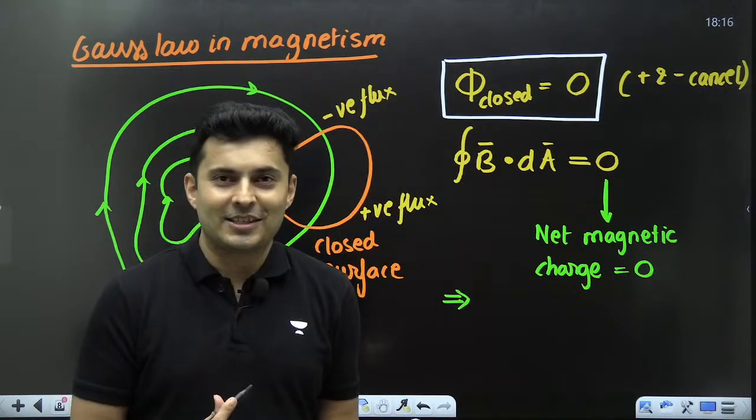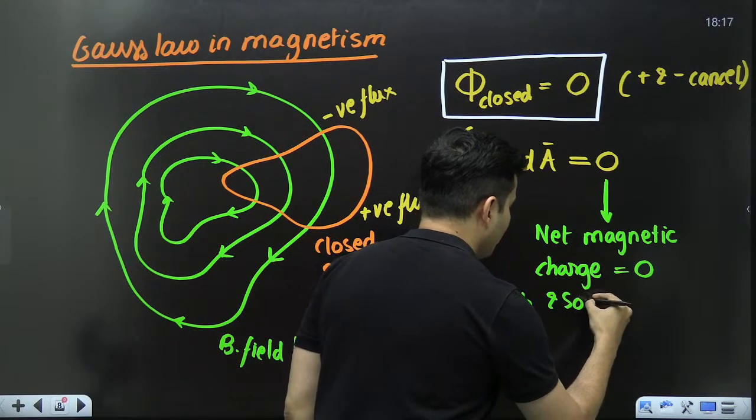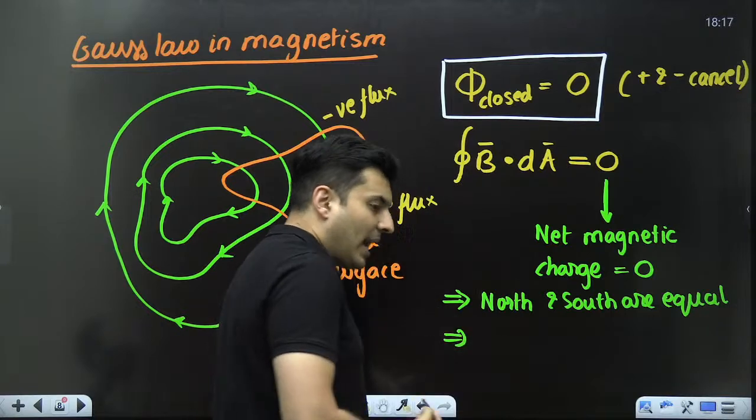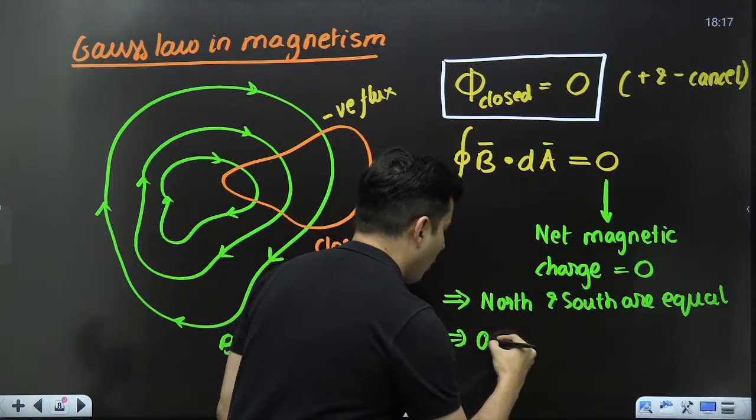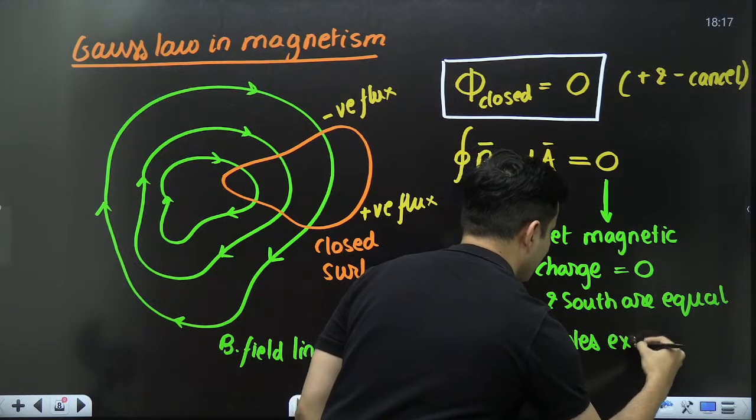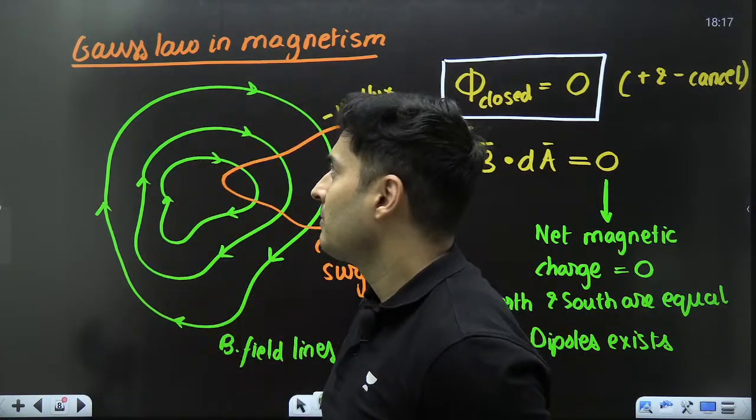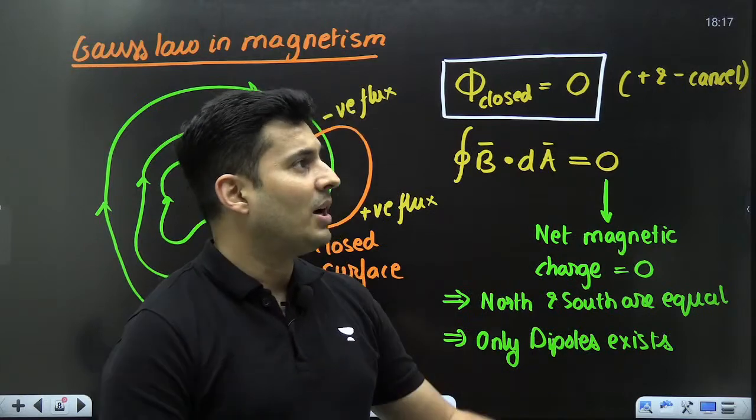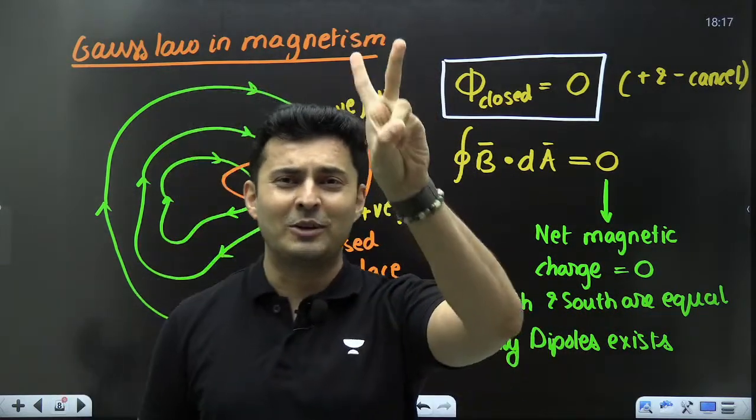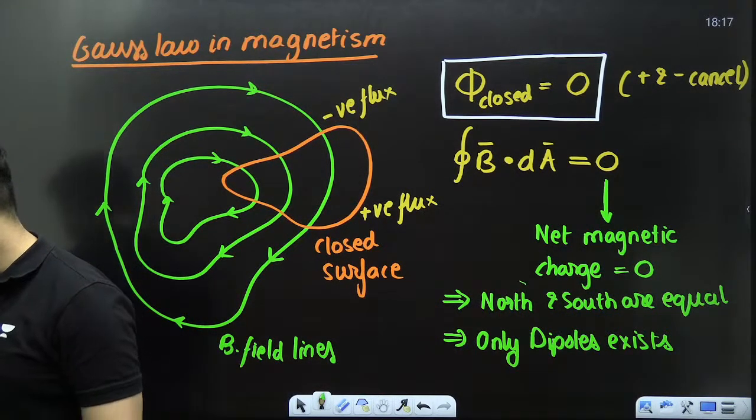This basically tells, because the net magnetic charge is zero, that the north pole and south pole are equal in amount. This means in magnetism only dipoles exist. Monopoles don't exist. You cannot have one pandu standing somewhere waiting for champa, or champa standing somewhere waiting for pandu, not happening. If there is pandu, there is champa. If there is champa, there is pandu. It's always a pair, dipole. Both the polarities are there. Understood? Yes or no? Everyone with me on this? Perfecto? Clear-o?